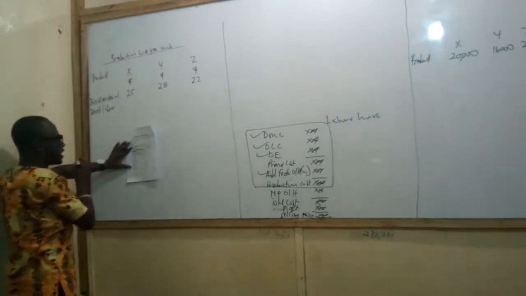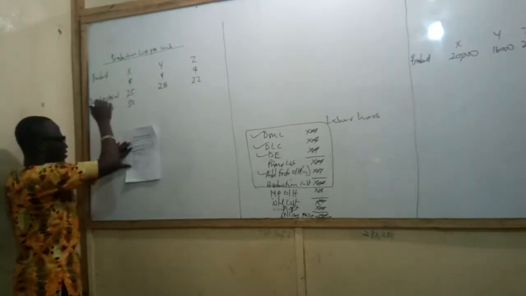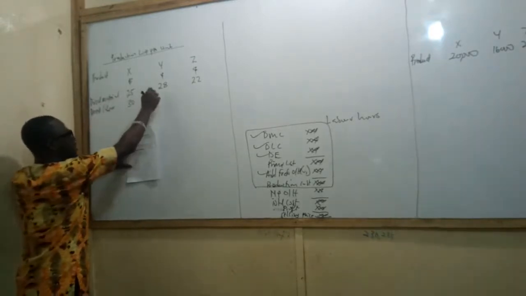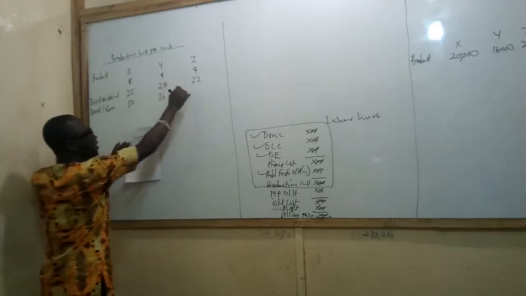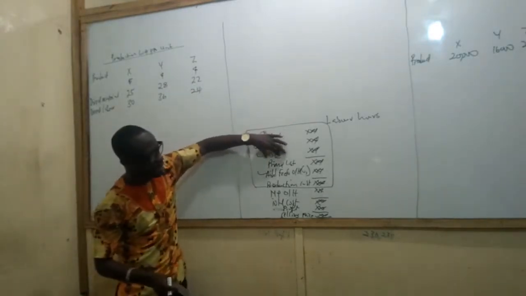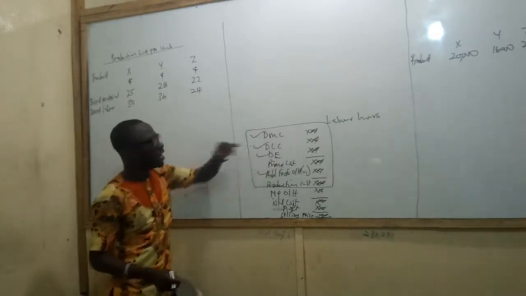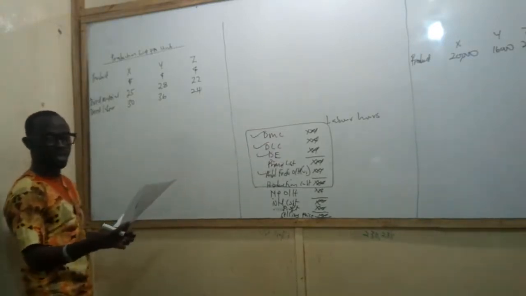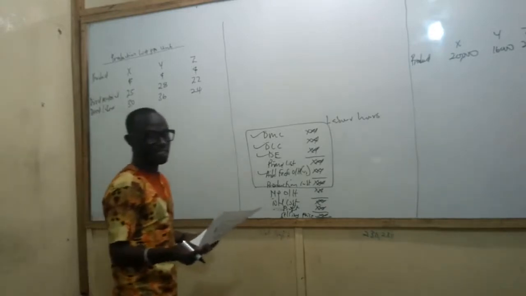That has been given as 30, 36, and then 24. So remember, direct material, direct labor, direct expenses, we get prime cost. Now, in the question, do we have direct expenses? There was nothing like direct expenses.